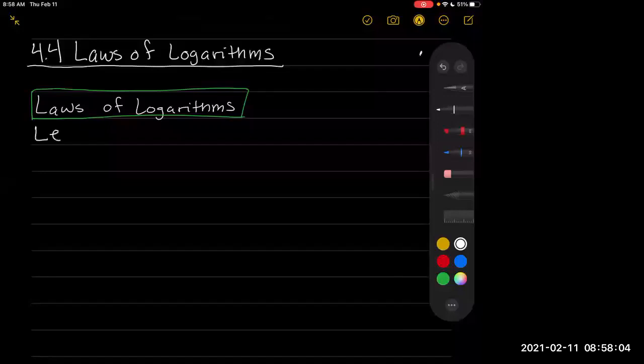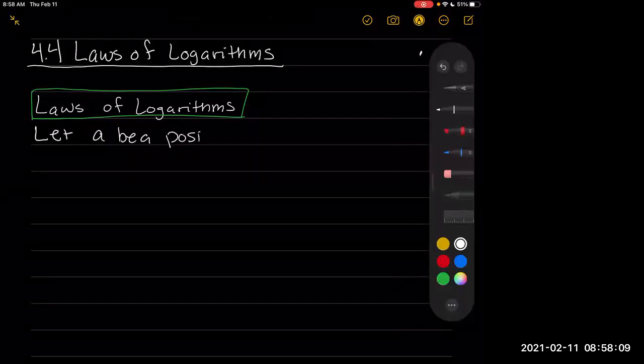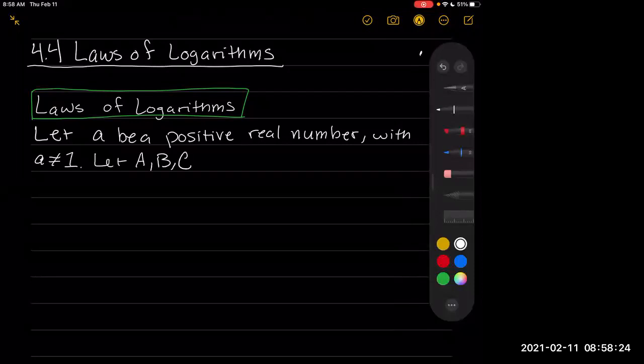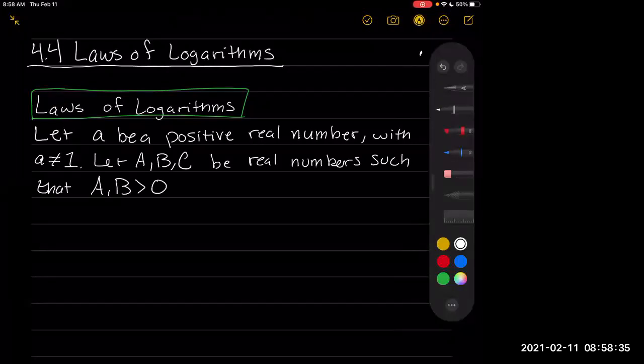So let a be a positive real number with a not equal to 1. Let A, B, and C be real numbers such that A and B are greater than 0.